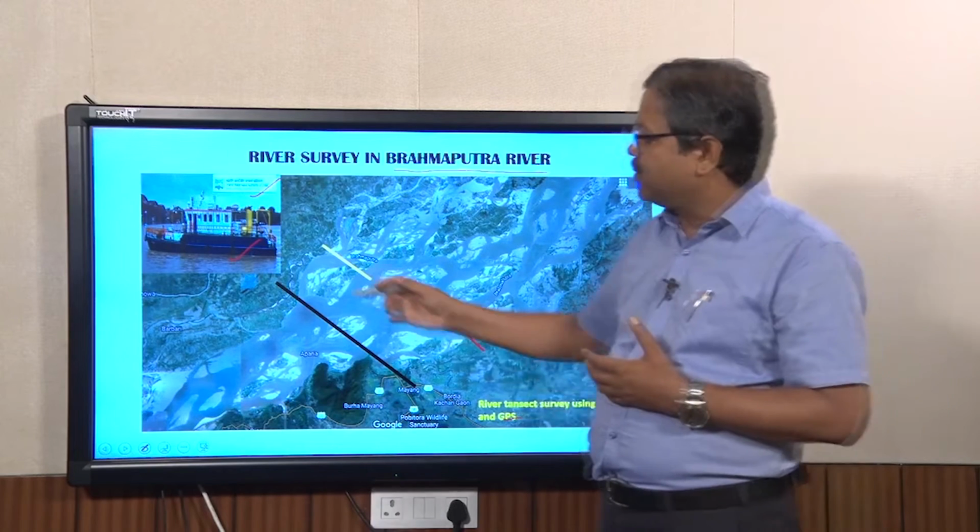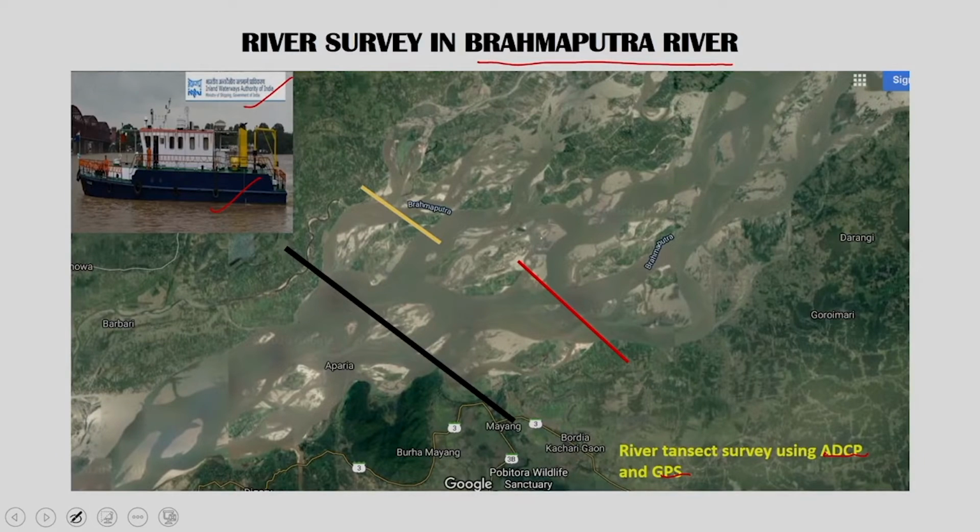When you use survey vessels equipped with GPS, ADCP, and echo sounders to survey a transect of more than 10 kilometers width, it takes more than 5 hours. So it's not an easy job to do a survey in a river like the Brahmaputra with a 10 kilometer width. Let me present the data to show how complex rivers are. We cannot simplify the river as we usually do. That's what I want to introduce to you.